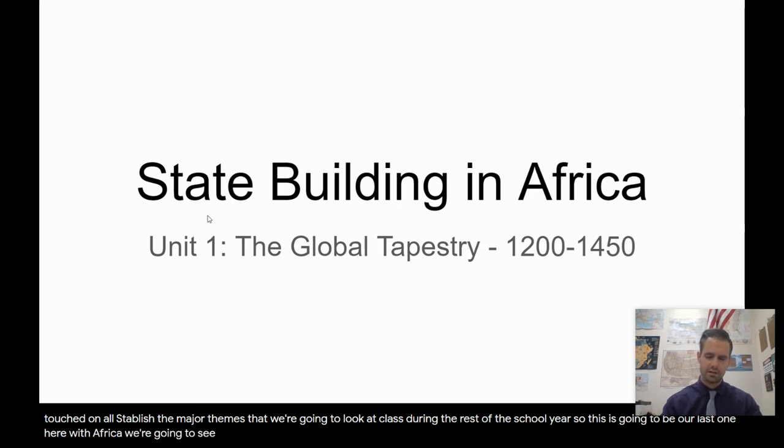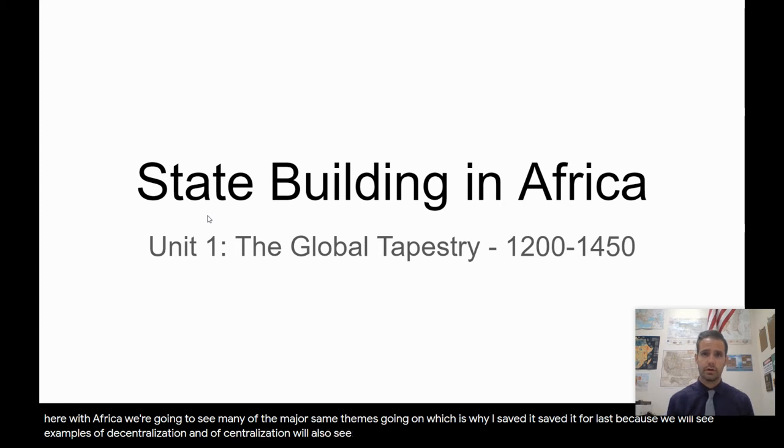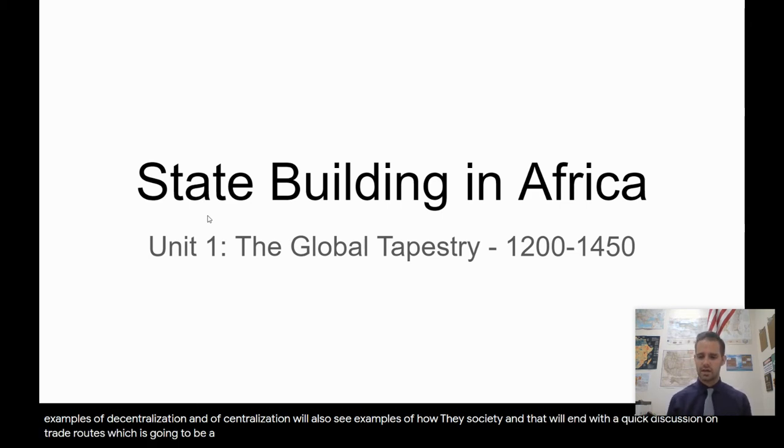We're going to see many of the same major themes going on, which is why I saved it for last, because we will see examples of decentralization and of centralization. We'll also see examples of how religion plays a role in a society. And then we'll end with a quick discussion on trade routes, which is going to be a nice segue into our next unit. We'll go ahead and get started then.